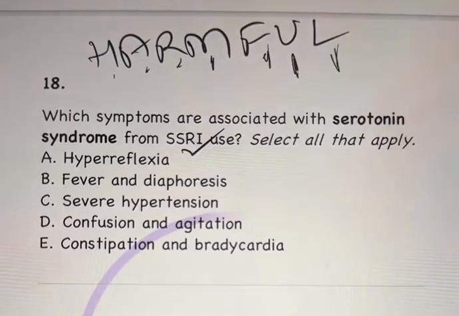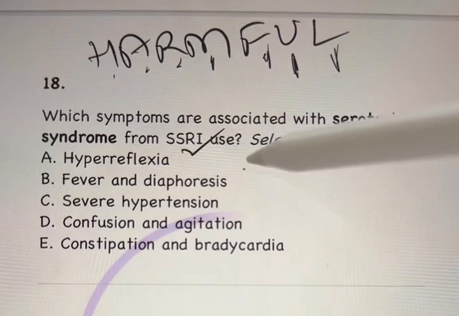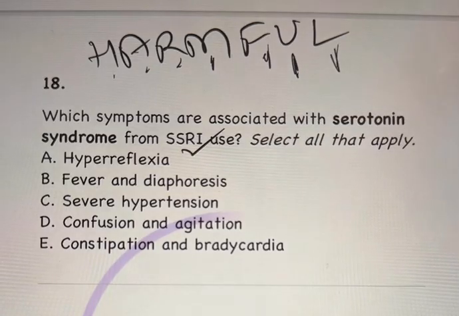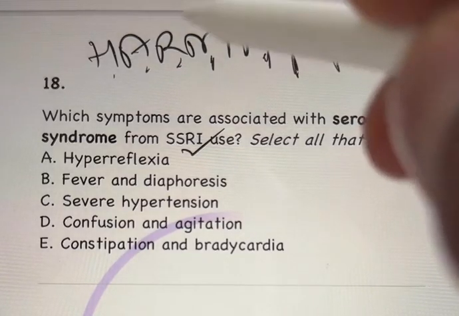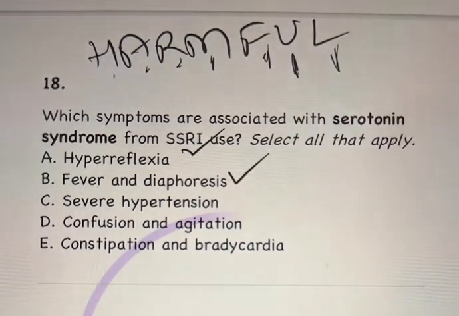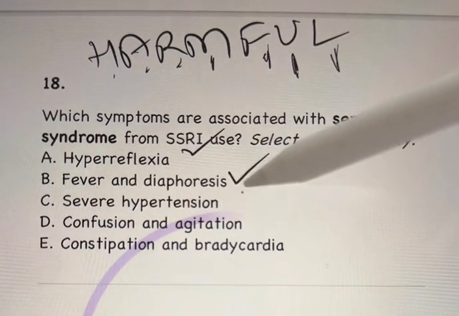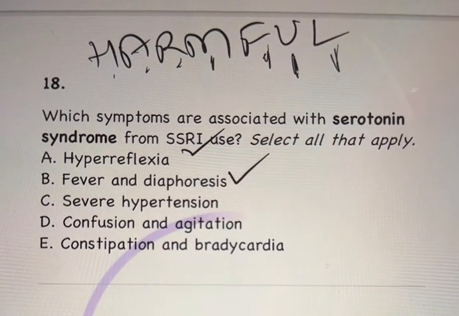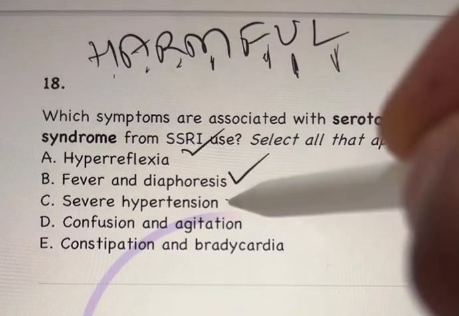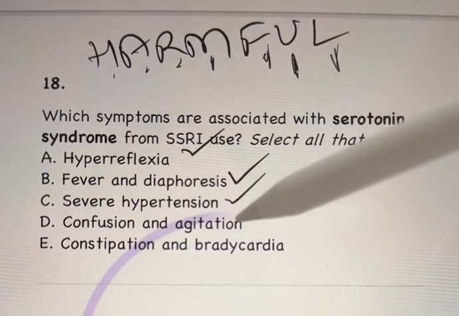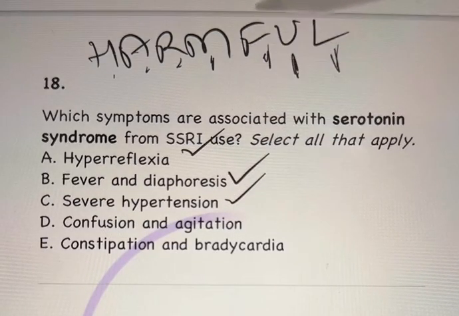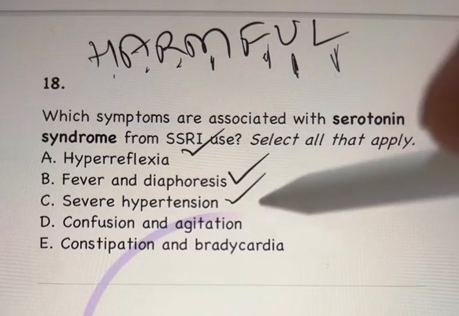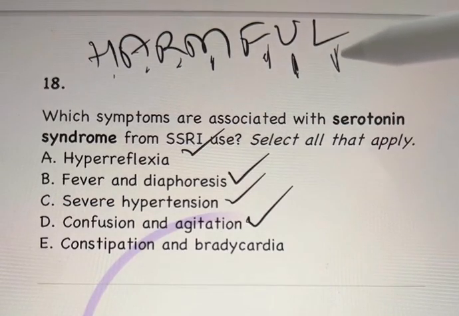Yes. Okay. Everything goes high. Fever and diaphoresis. Are we gonna see that one? Yes, definitely. Hyperthermia and diaphoresis, high sweating. Severe hypertension. Yes, again, severe hypertension is gonna be there. Confusion and agitation. Yes, too much going on in the brain right now.